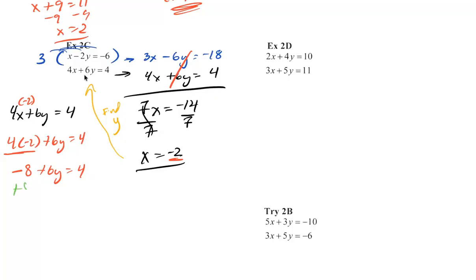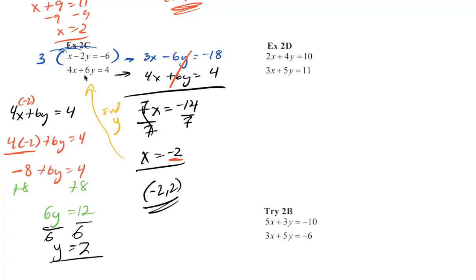We're going to add 8 to both sides. So you get 6y equals 12. And then we're going to divide by 6. So we get y equals 2. So our answer is going to be -2 and 2. Okay, so that's the idea.